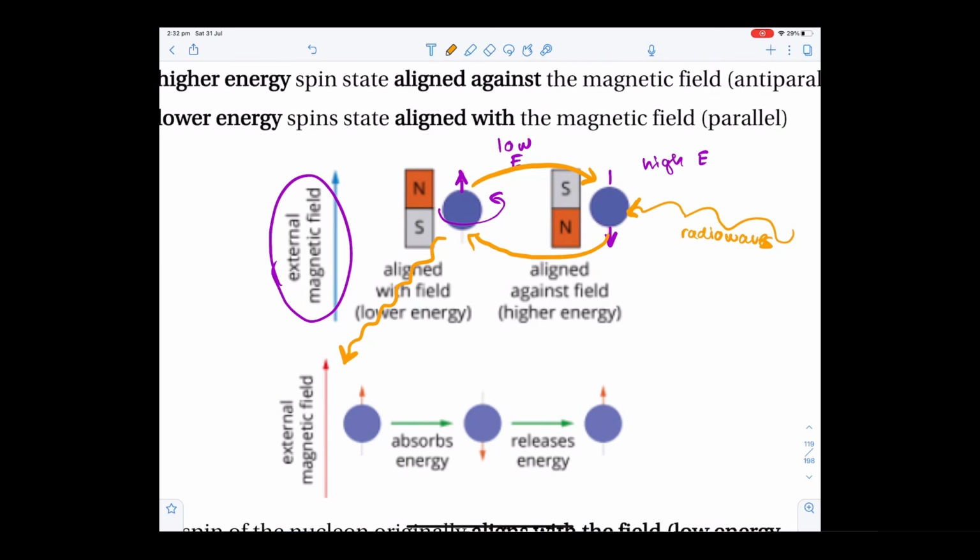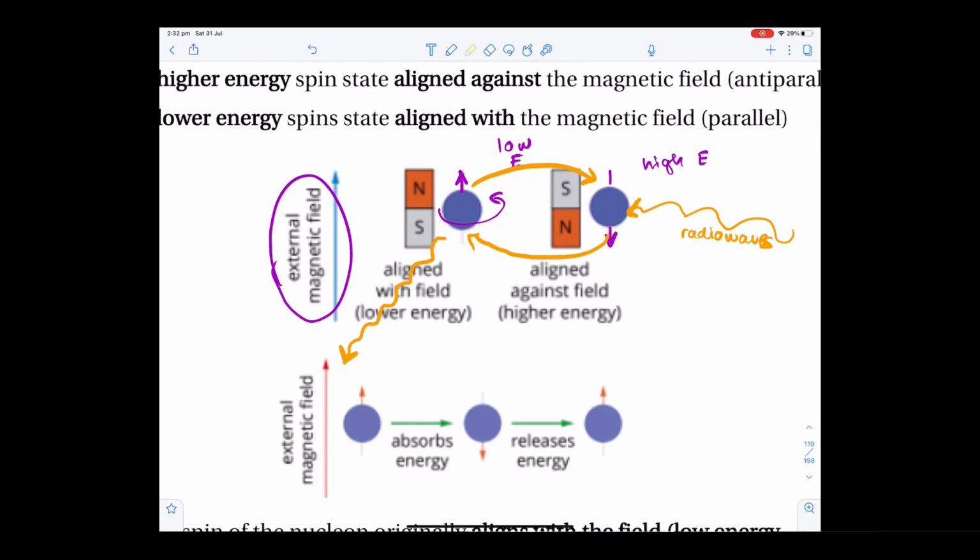Yeah, good. Now, key point here is that all atoms in a high energy configuration must return back down to their ground state, aka spin aligned with the field. When they do that, they must release energy. Law of conservation of energy. When they go back down to low energy configuration, they must release that energy difference, and they release it as frequencies of radio waves. We can pick that up, and that can give us information about the sample.